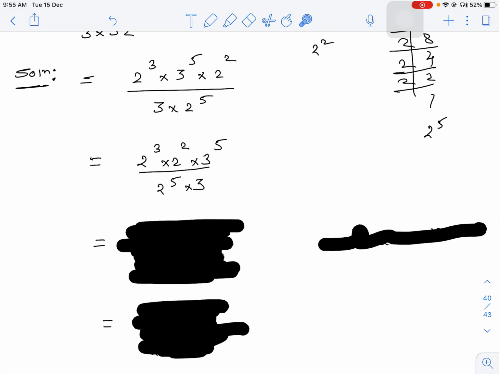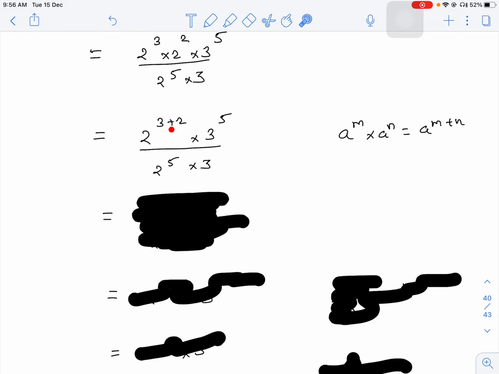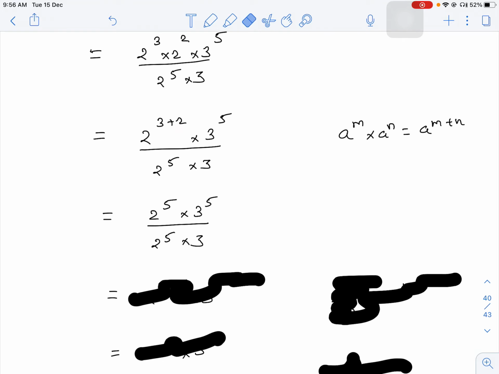Now here these two numbers have the same base and are multiplied. We have a rule that when two numbers with the same base are multiplied, we add the powers. So here also we will add the powers, 3 plus 2. What is 3 plus 2? It is 5. So in the next step we get 2 raised to 5 into 3 raised to 5 upon 2 raised to 5 into 3.